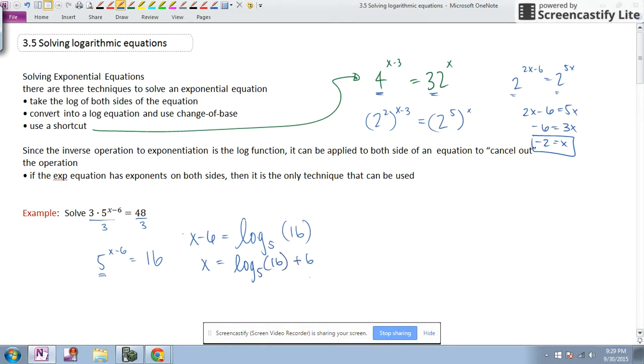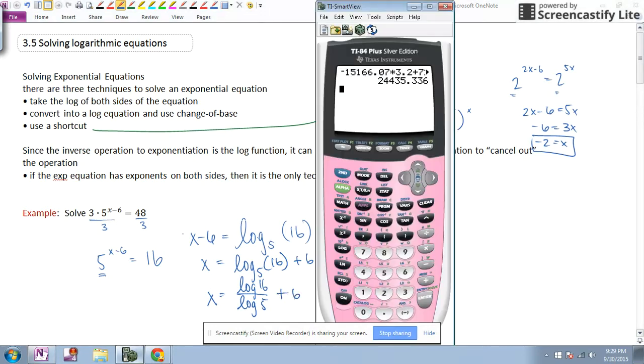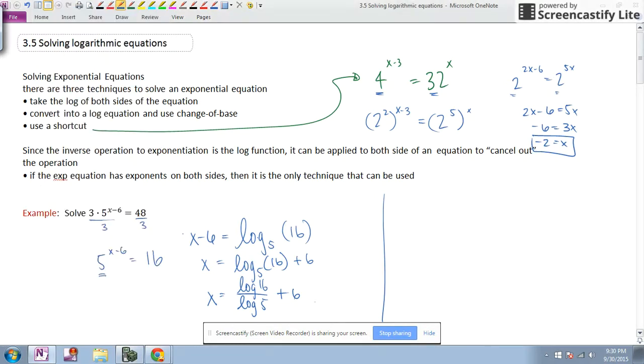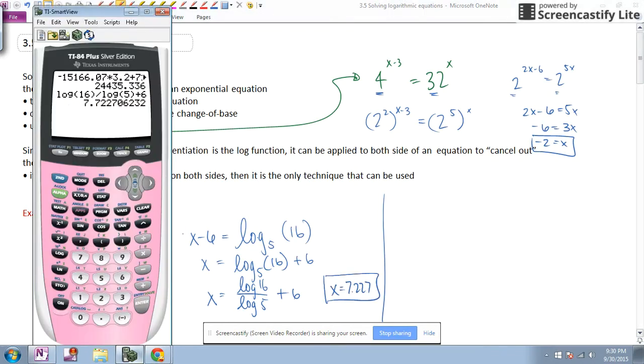And you got 2 ways to do this. Use the change of base formula on your calculator, or just type this into your calculator. I'll show change of base right here. Log 16 divided by log 5 using the common log. I could use natural log if I wanted. And I will get my answer that way. And I will be done. So here's my calculator. And I will do log of 16, close that, divided by log of 5. And then I will add 6 to all of that. And the answer will be 7.7227. So x is 7.227.